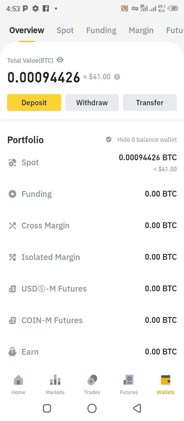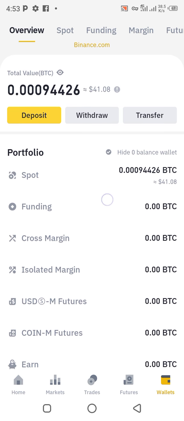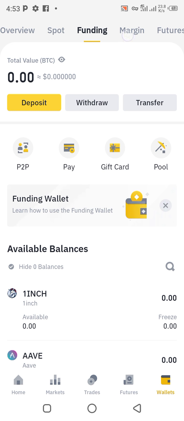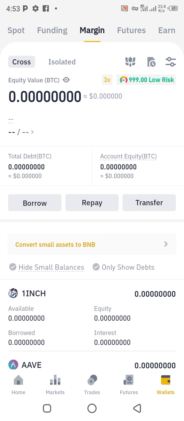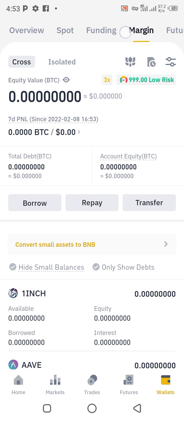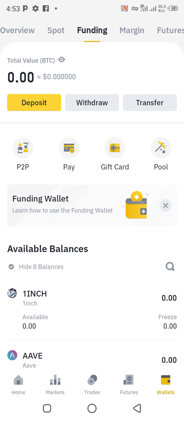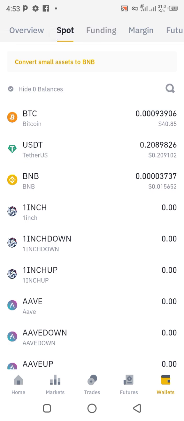You can see here we have the overview. We have the spot, we have the funding, we have the margin, and we have a couple of others. But basically for now, just focus on spot and funding, and thereafter we'll go into futures. But for now, this is your spot wallet. This shows all the assets that you have.